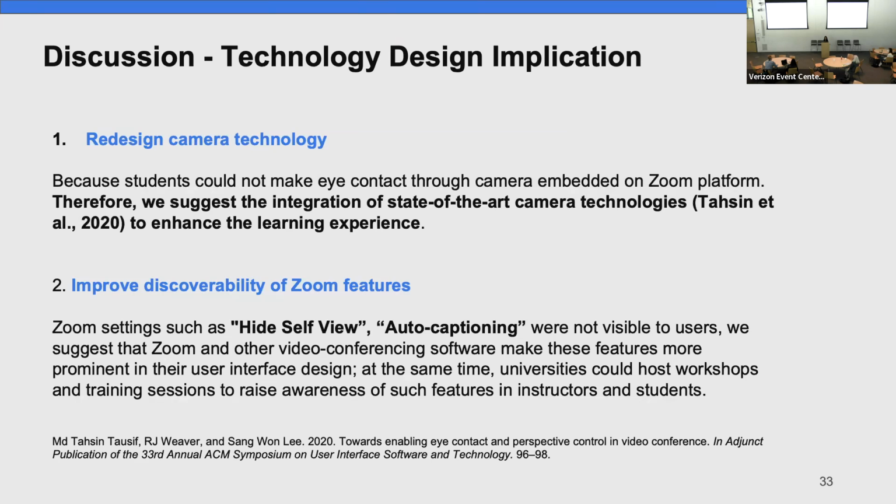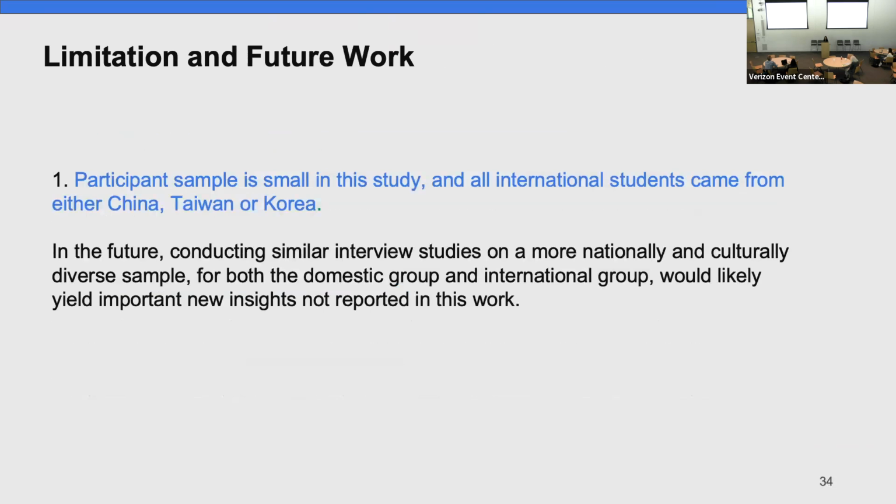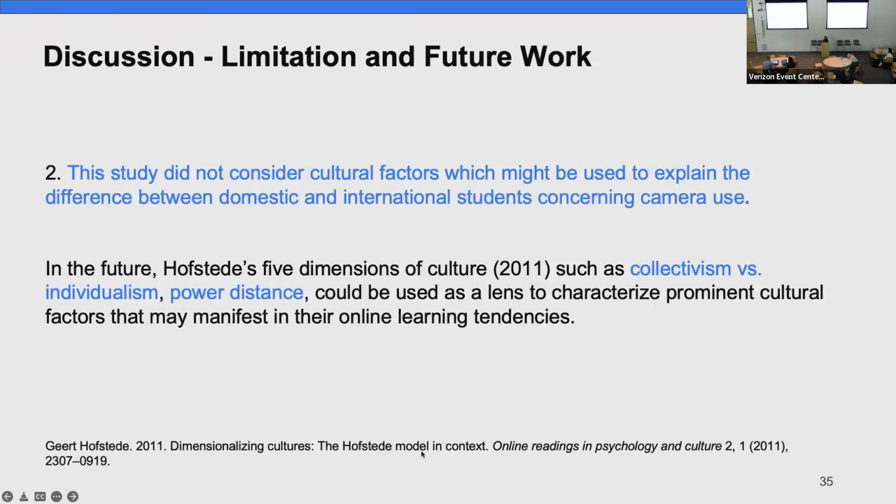The limitations and future work: in this study we only recruited 13 people, so the participant sample is small. And other than that, all of the international students came from either China, Taiwan, or Korea. In the future, we think that conducting interview studies on a more nationally and culturally diverse sample for both domestic and international groups would likely yield more new insights not reported in this work. And secondly, in this study we didn't consider cultural factors, which might be used to explain the difference between domestic and international students.